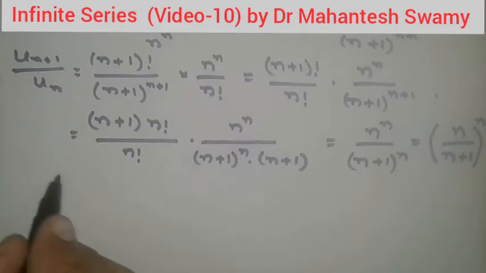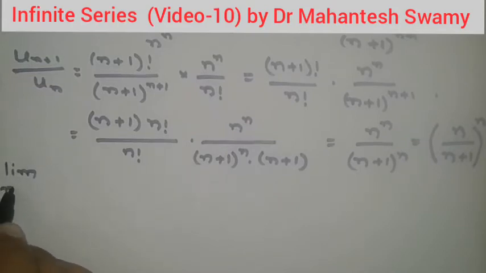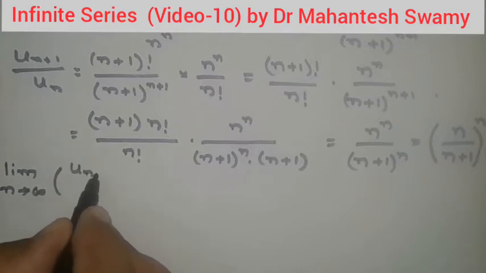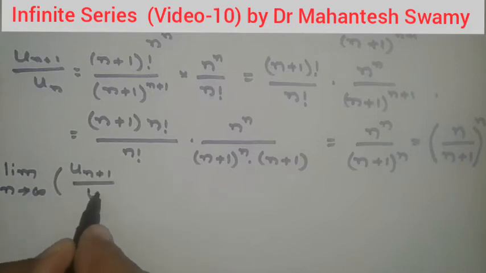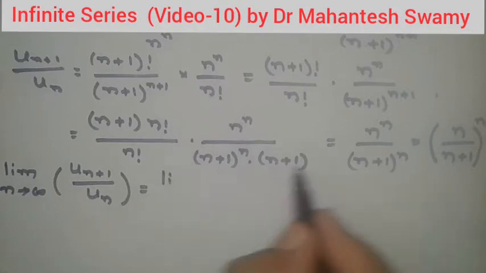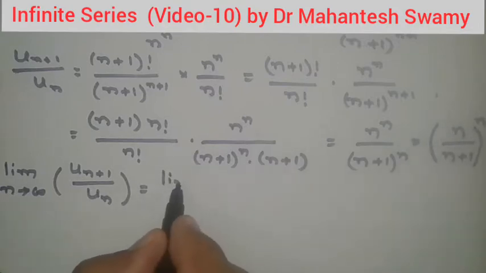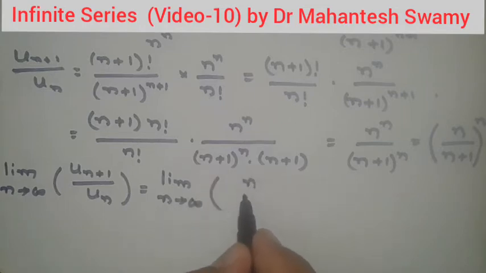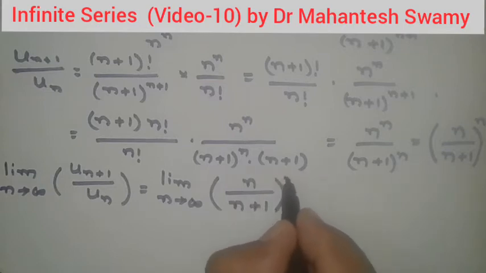Now, according to ratio test, we have to apply limit as n tending towards infinity. So limit as n tending towards infinity of un plus 1 divided by un equals to, on the right hand side, this is the term. So limit as n tending towards infinity of, let us keep this as it is, n divided by n plus 1 whole to the power n.